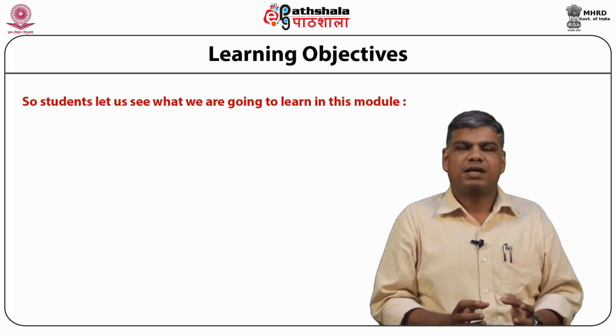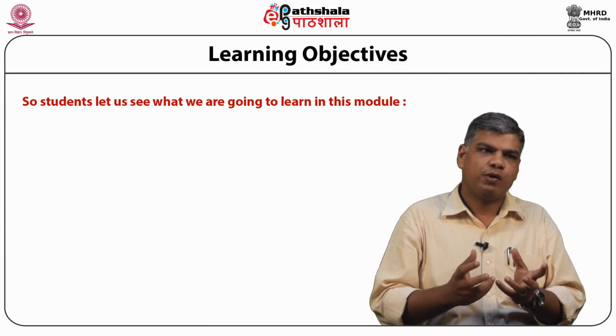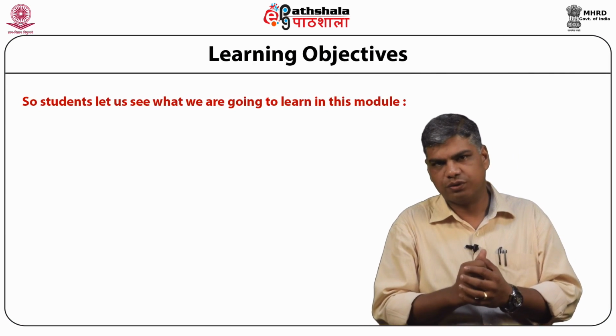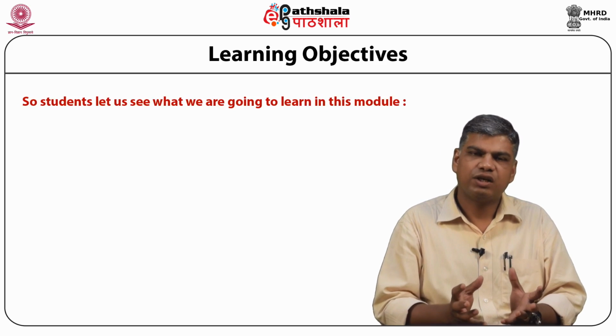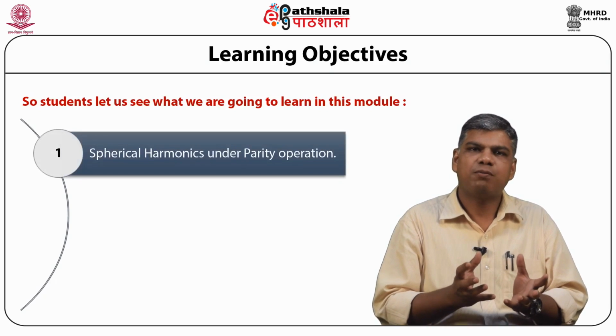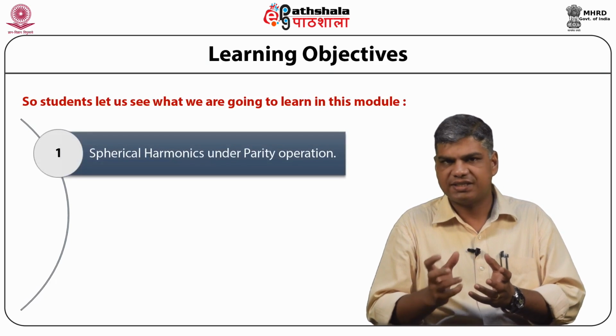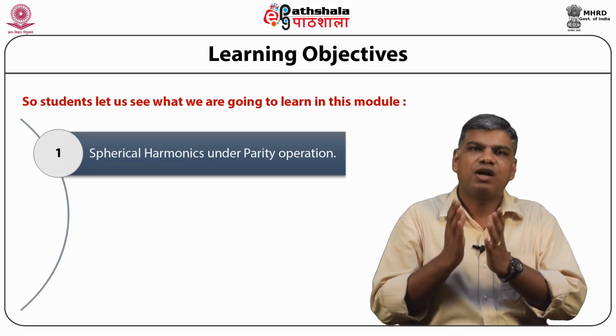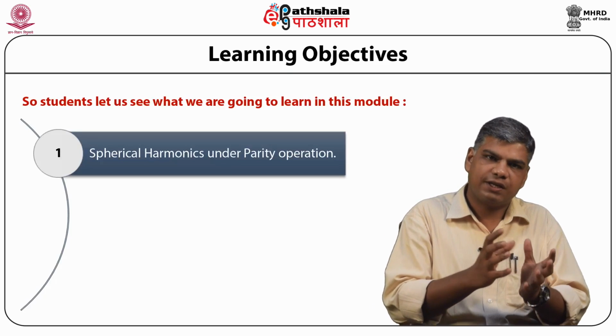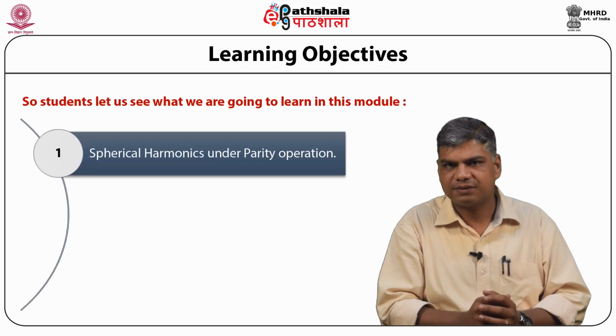Today, we are going to discuss a module, Orbital Angular Momentum and Spherical Harmonics 2, under the paper Quantum Mechanics 1. So students, let us see what all we're going to be learning in this module. We'll start with the spherical harmonics under parity operations. That is, we'll try and understand how the parity operations affect the spherical harmonics.